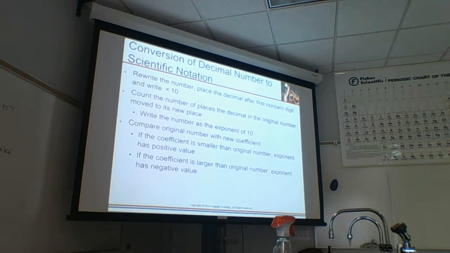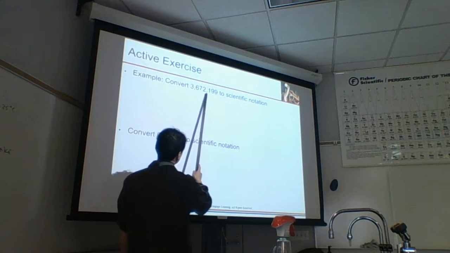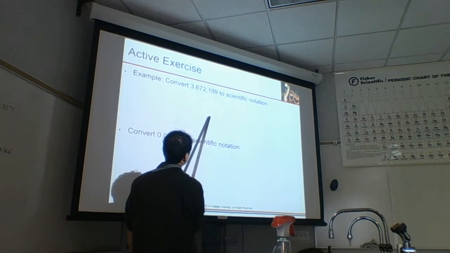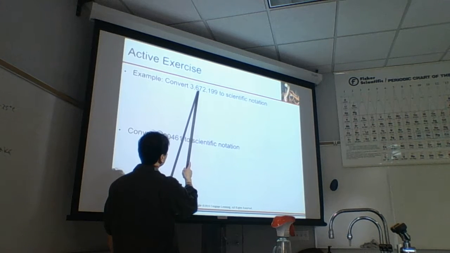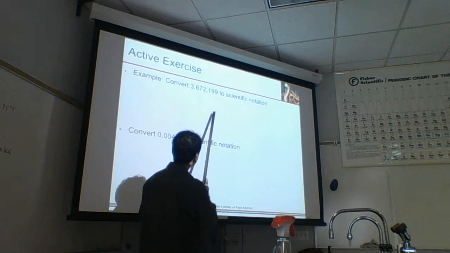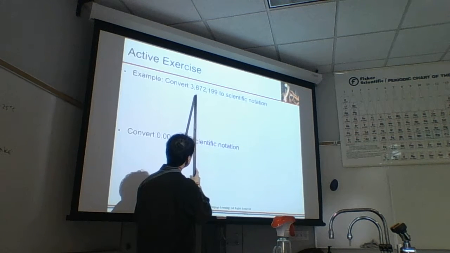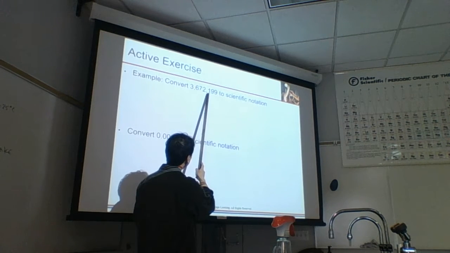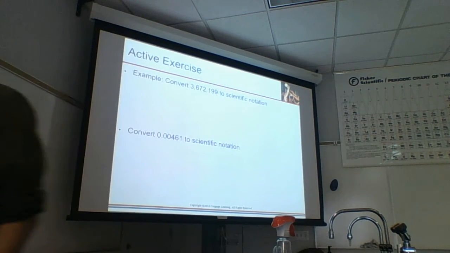Conversion of decimal number to scientific notation. So let's just do examples of this. Here we convert 3,672,199 to scientific notation. What happens is we make this number smaller by moving the decimal point. Therefore, the exponent has to grow bigger. How many places do you move this? 1, 2, 3, 4, 5, 6, 6 places. So this would be 3.672199 times 10 to the 6, positive 6.